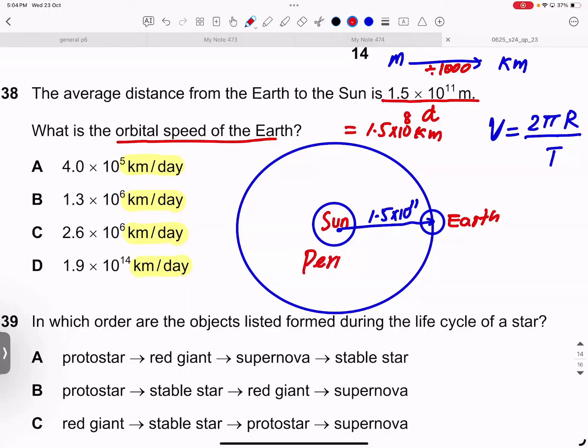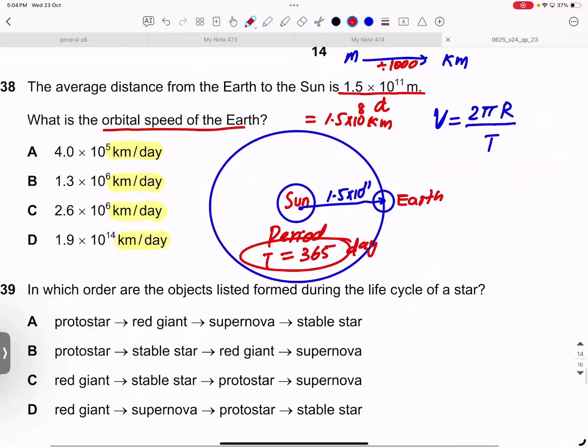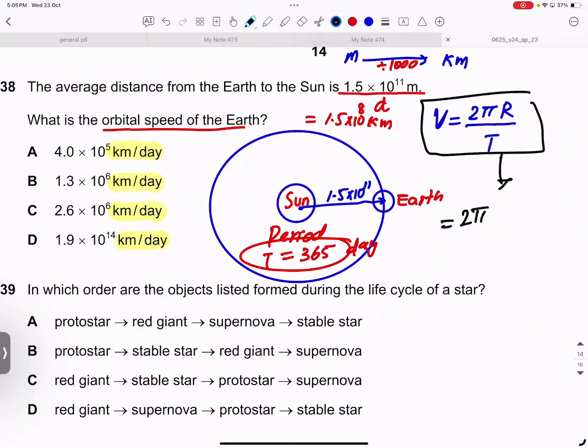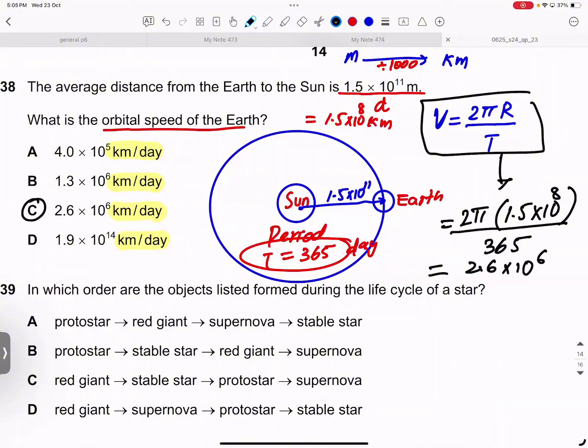Orbital period of Earth in days is 365 days. You substitute the values in that equation. This equation gives you orbital speed. 2 pi orbital radius is 1.5 into 10 power 8 kilometers, divided by, in days, it is 365. You divide that. 2.6 into 10 power 6. Option is C.